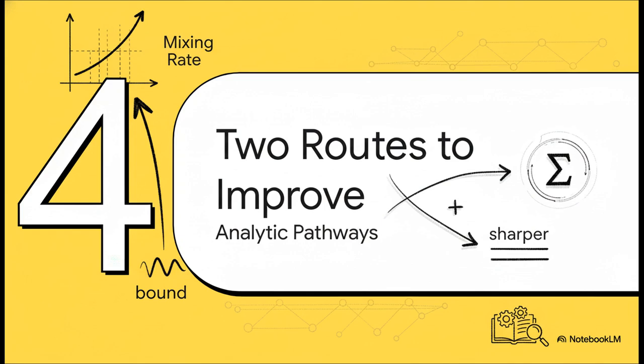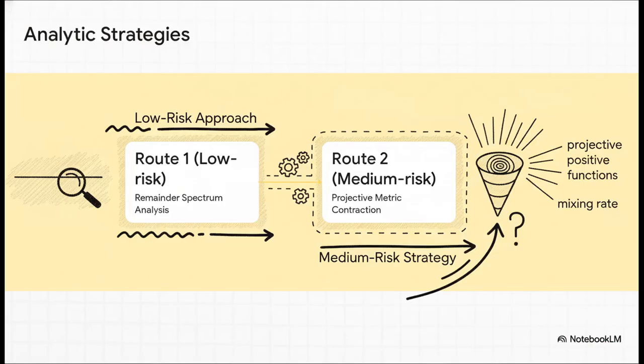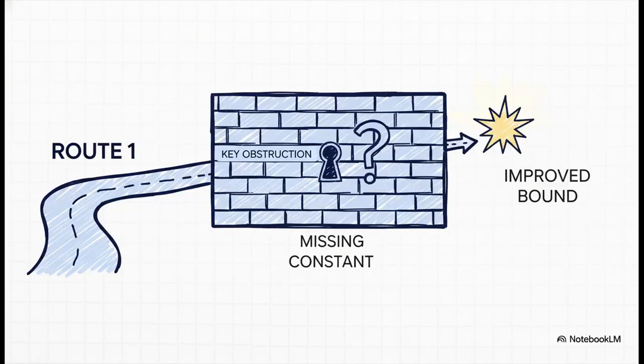The paper then shifts gears and lays out two completely different analytical strategies that could, potentially, lead to an even sharper lower bound for sigma. They're called, simply enough, Route 1 and Route 2. Route 1 is considered a pretty low-risk approach that's based on a direct analysis of the remainder spectrum. Route 2 is a bit more ambitious, a medium-risk strategy that uses something called projective metrics on a cone of positive functions.